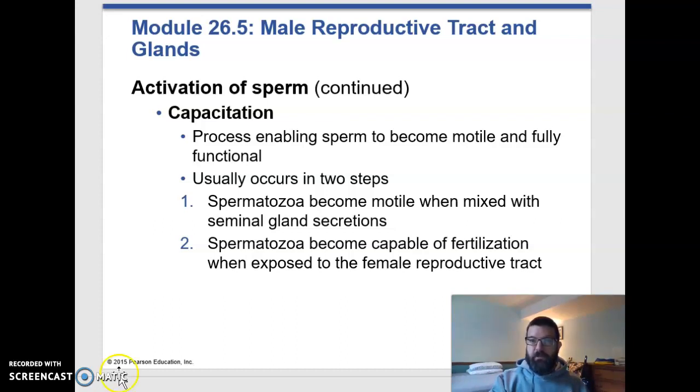These are the two steps in capacitation, right? One happens when you're exposed to the semen as a sperm. The other happens when you are exposed to the female reproductive tract for a while.